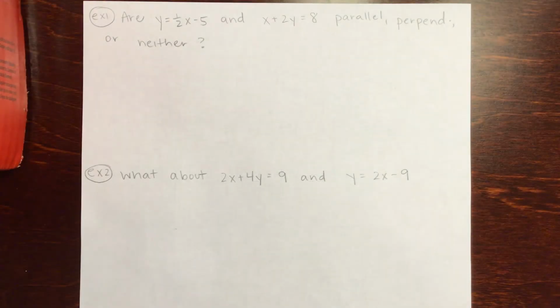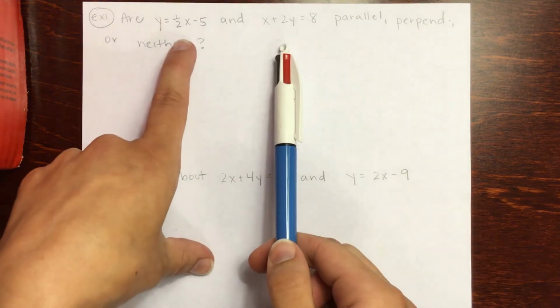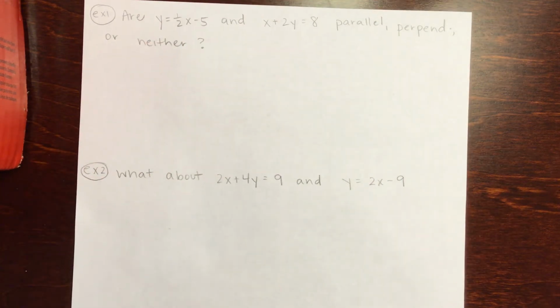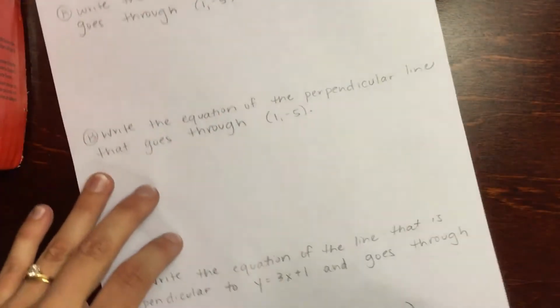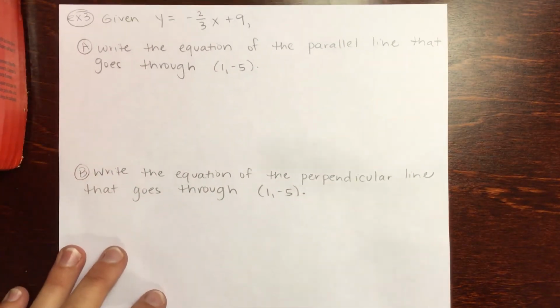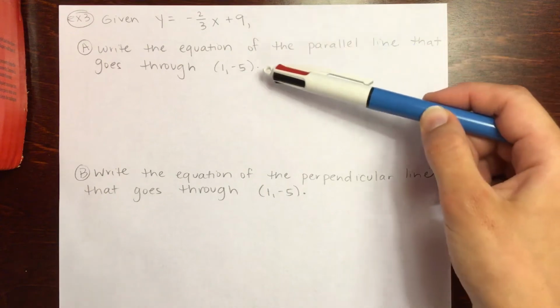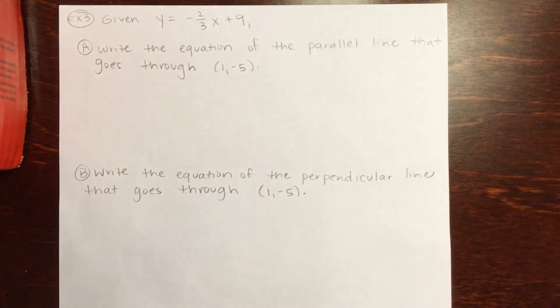The types of questions I'm going to ask you about parallel and perpendicular lines are, I'm going to ask you to compare two lines and determine if they're parallel, perpendicular, or neither. They just cross some other random angle. And I am going to give you some equations and ask you to write a parallel line that goes through this point or a perpendicular line that goes through a point.